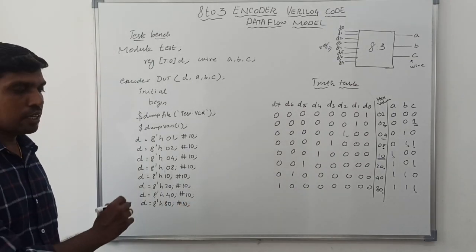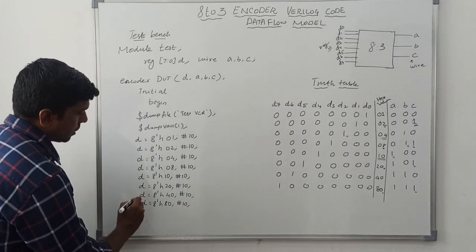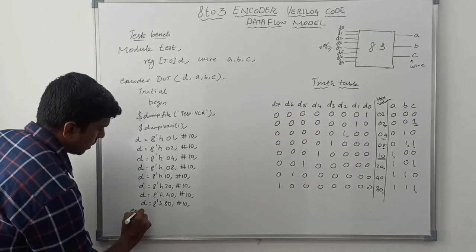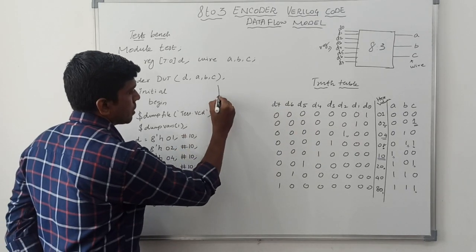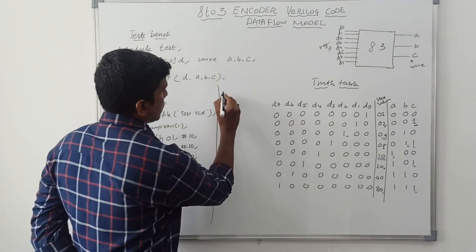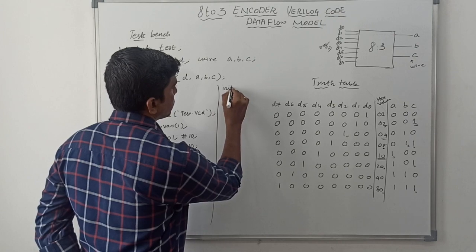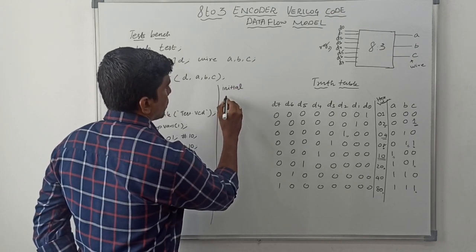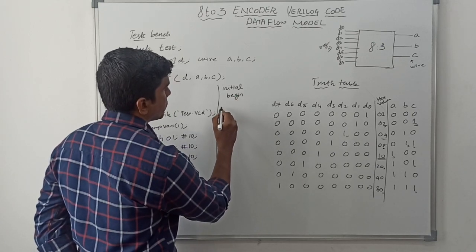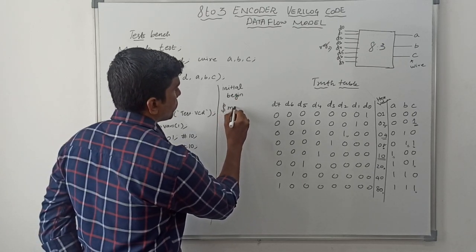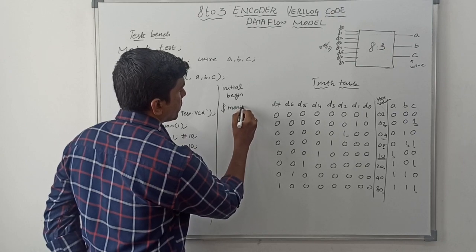So far, initializing the input values, then end. So end the conditions. Then initial. So now we are monitoring the output. So begin del of monitor. So del monitor.